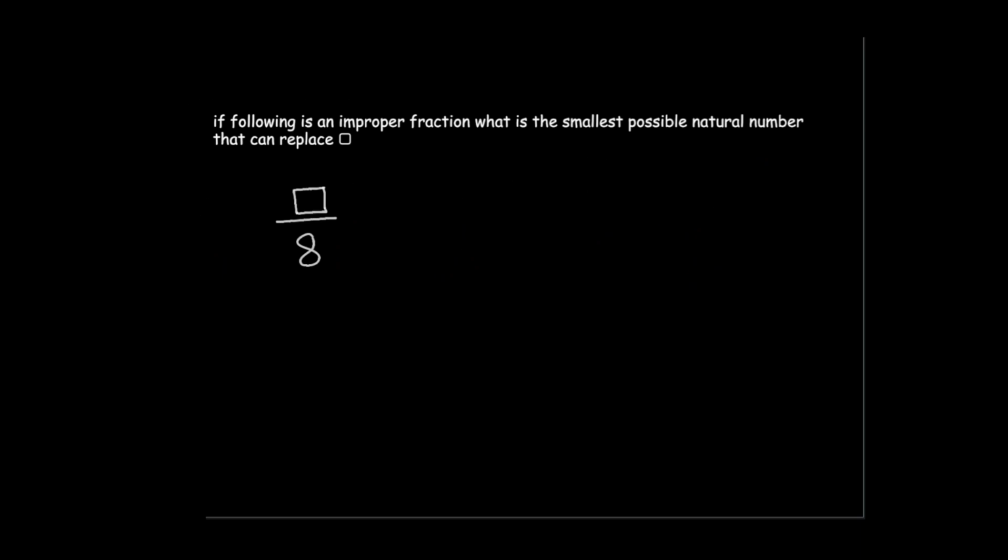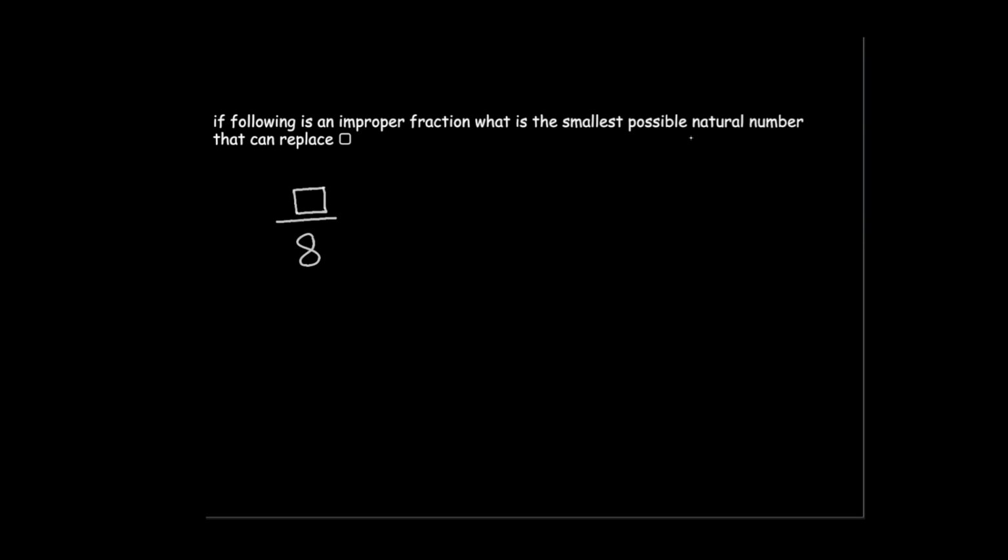Now let's solve a question together. If the following is an improper fraction, what is the smallest possible natural number that can replace the square? So we have square over 8 here, and we want an improper fraction. If you remember, an improper fraction is where the numerator is bigger than or equal to the denominator. So the top number is bigger than or equal to the bottom number.